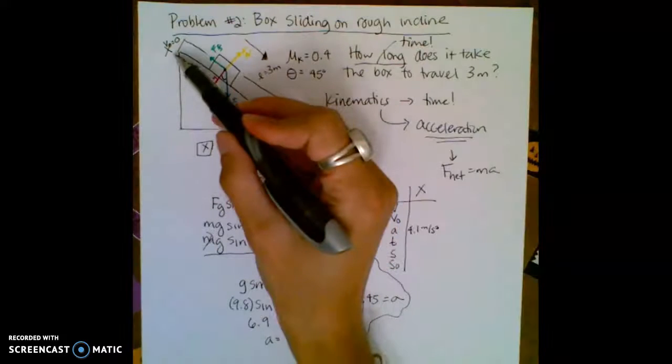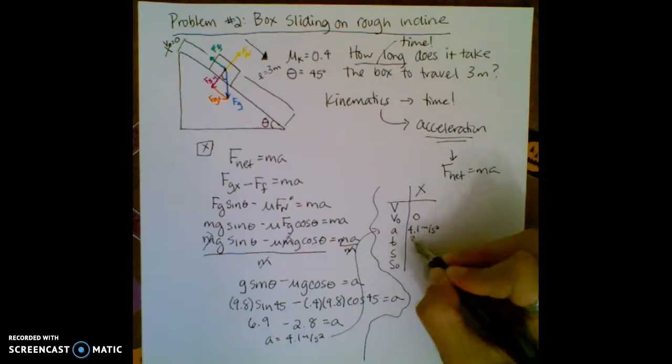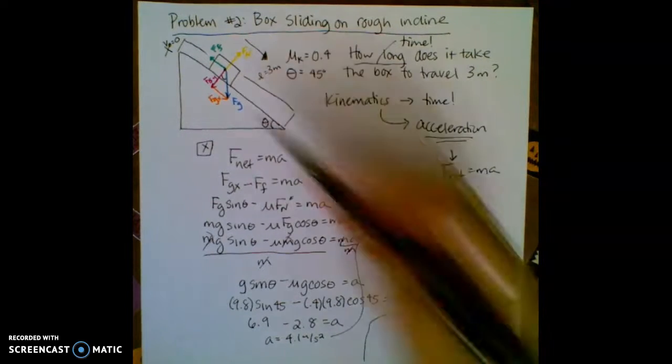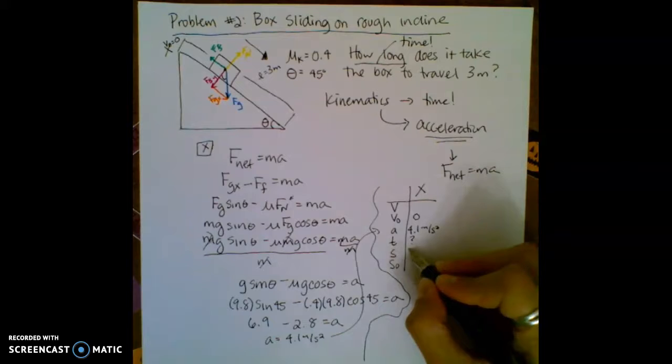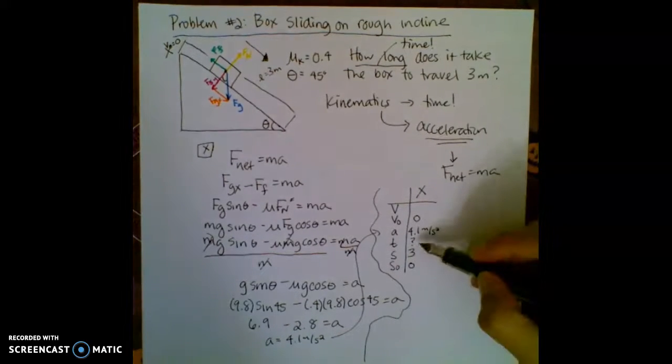Okay, so A is 4.1 meters per second squared. The problem tells me it starts from rest, so V naught is 0. Time is what I'm looking for, that's my question mark. S is how far it travels, and so that's the length of the board, that's the 3 meters. And S naught is 0, because it starts from 0. Okay. So now we need to just pick the right equation and figure out where we're going to go from there.